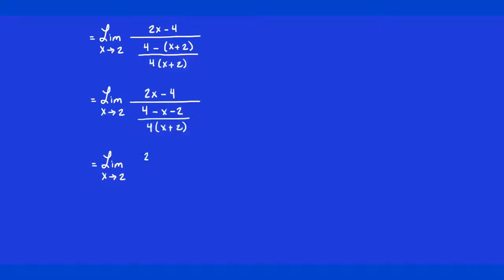Above it will remain the same, 2 times x minus 4, over, in this case, 2 minus x once we simplify this piece of the expression. Below we have 4 times x plus 2. Now, before getting any further, this expression we have in the denominator, we could consider it to be expressed like this.